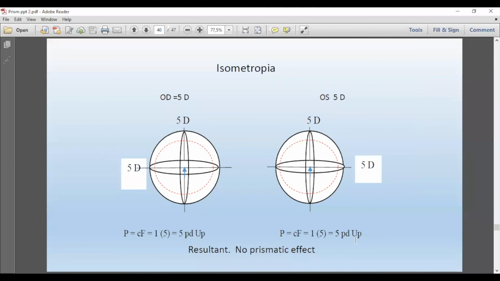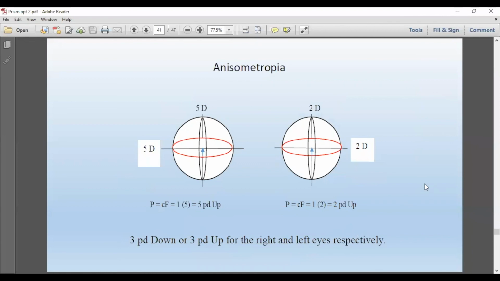For the left eye, it will also be 5 up, same direction, only displacement, no prismatic effect. Nearly finished. Now, in the case of anisometropia, this is something very important when it comes to interpreting a prescription. Now you've got a lens over here where I've got a 5 diopter sphere and a 2 diopter sphere. Now you can see it's anisometropia.